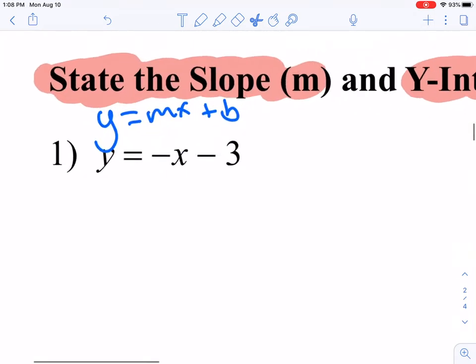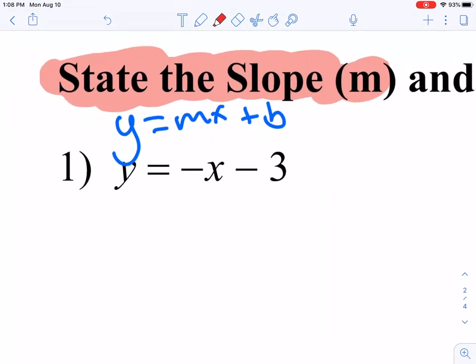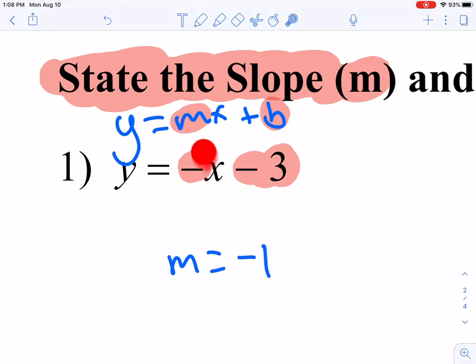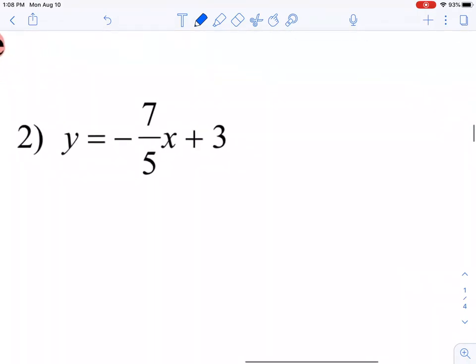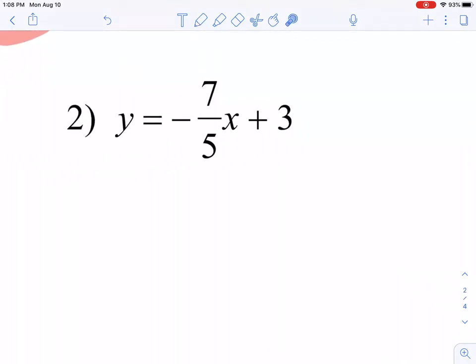And so if you see here, my m is my number that's next to x, and my b is my term that's being added or subtracted at the end here. So all we really have to label is we're going to say m equals -1. There's a -1 right here next to x. b equals -3. That's it. So the number next to x is our m, or the value next to x is our m.